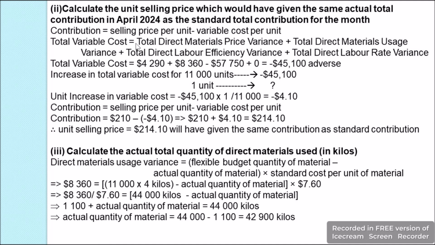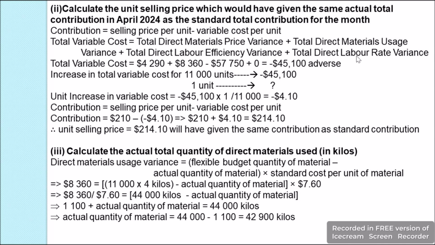For total variable cost, we have been given the total direct material price variance and the total direct material usage variance. This together will make the direct material variance, and this is about the direct material cost, hence we are going to take this. Then we have the direct labor cost. For this we have the total direct labor efficiency variance and the total direct labor rate variance. So we are going to take this and find how the total variable cost has increased or decreased.